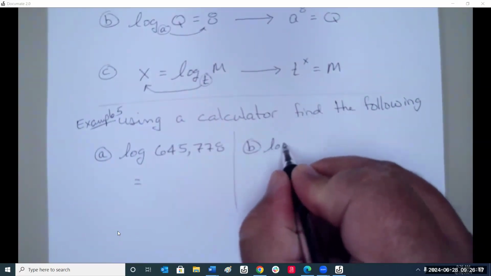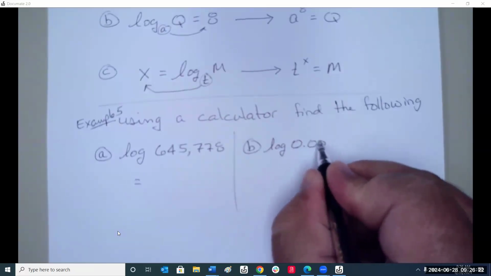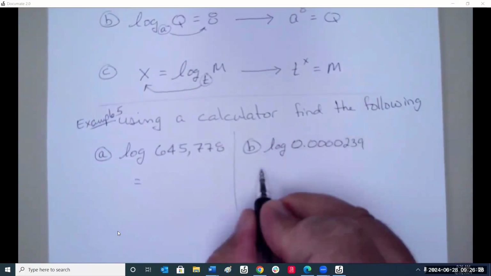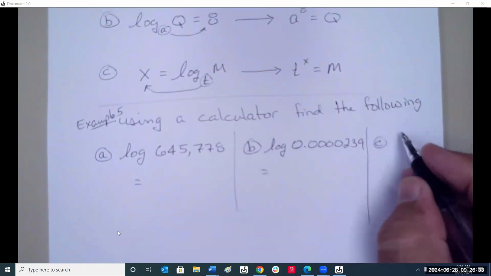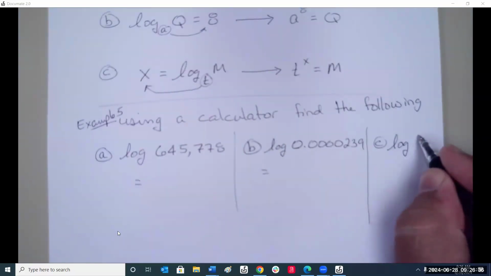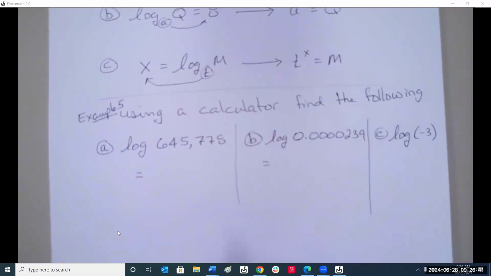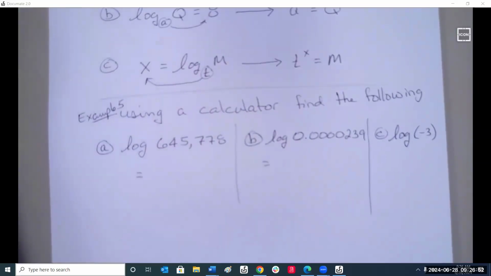B is log 0.0000239 equals. And then C, log of -3. And notice these don't have any bases. And that's going to come up when we talk about what that means. So let's look at the calculator.